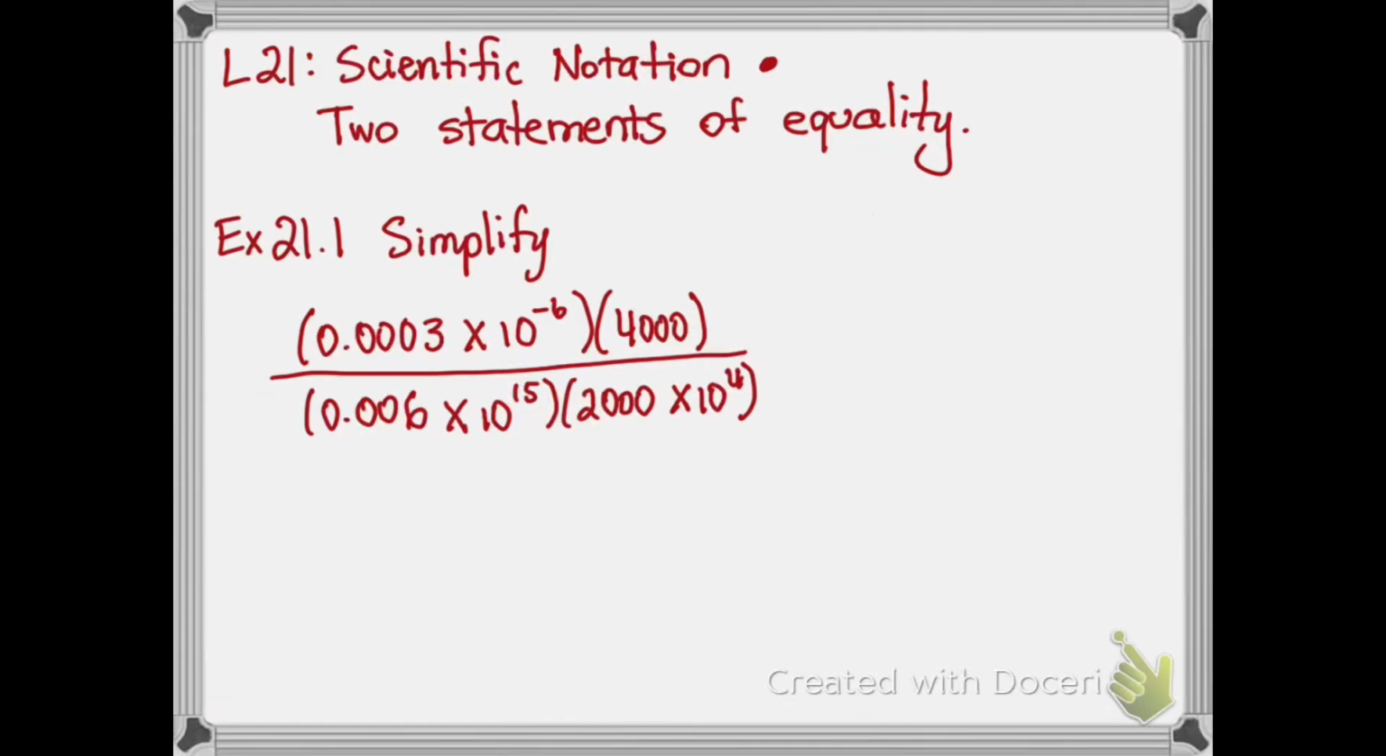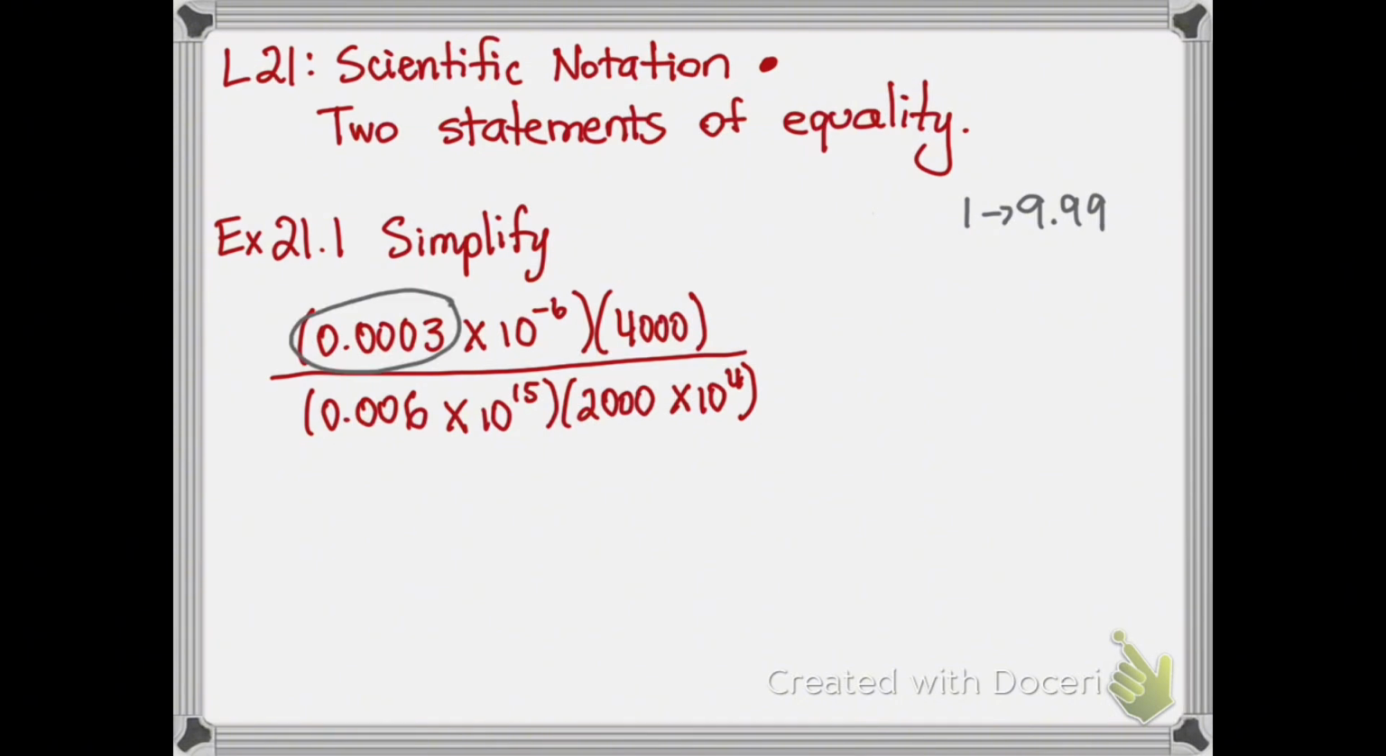Lesson 21, Scientific Notation and Two Statements of Equality. So in this case, we have to multiply and divide some numbers, and not all of them are in correct scientific notation. So the first thing we're going to do is pass everything to correct scientific notation.